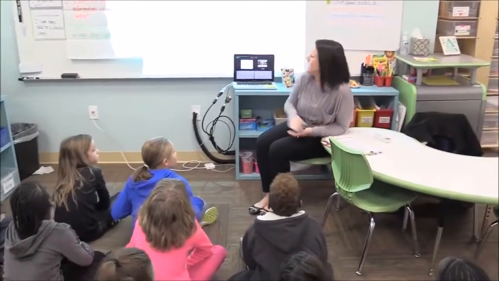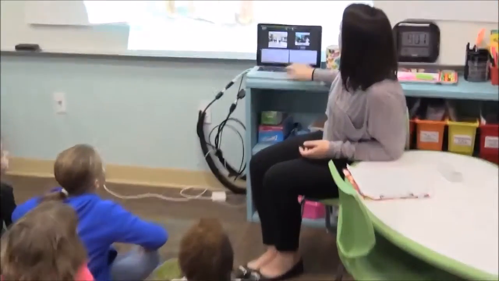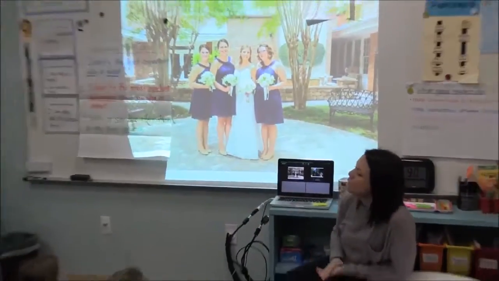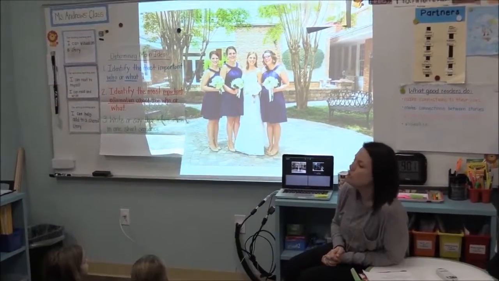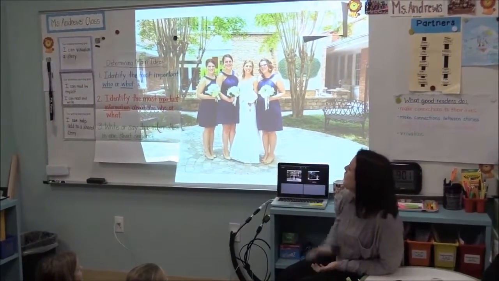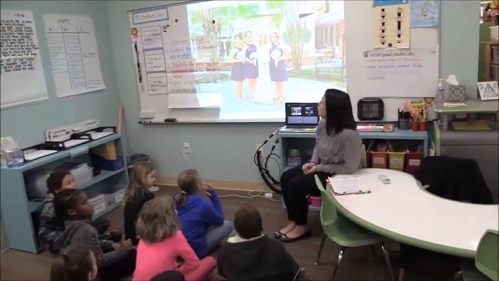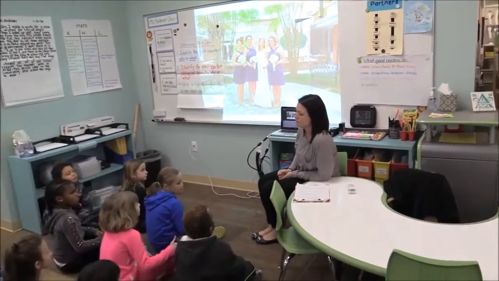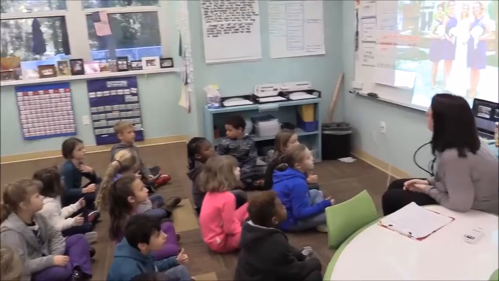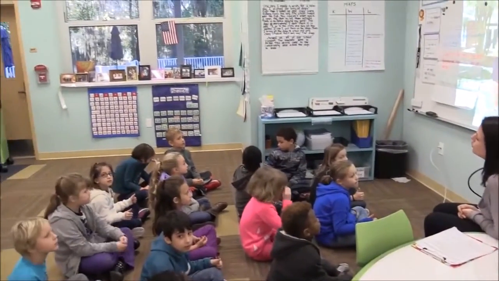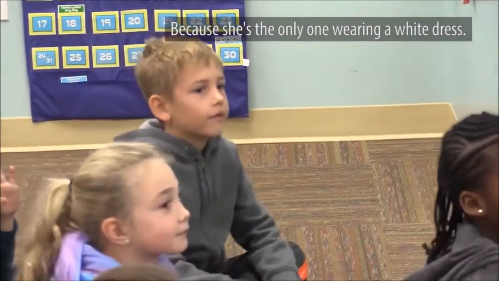So we're going to practice today using a photo. So I want us to look at step number one. Step number one is to identify the most important who or what in this photo. Thumb on your knee if you think you found the most important who or what in this photo. Owen? The girl in the white dress. Why do you think the girl in the white dress is the most important who or what? Because she's the only one that's wearing the white dress.